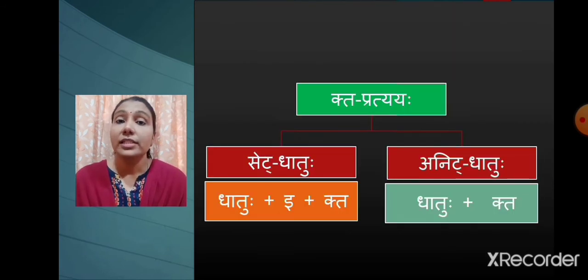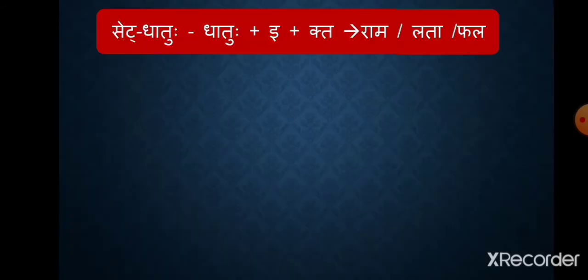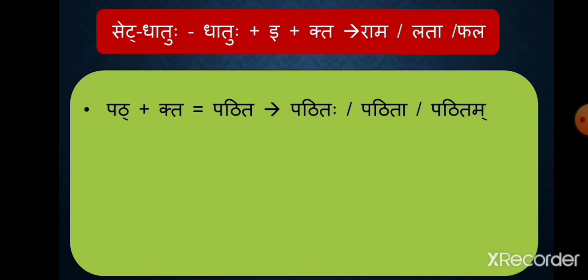As we know, in Sanskrit there are 2 types of roots, set and anit. If the dhatuhu is set, then i is added before the pratyayah ta. The letter i is not added in case of anit dhatuhu. Let's see some examples of set dhatus. Pat dhatuhu plus ta pratyayah. The form is pathita, and the forms of the dhatuhu in 3 different genders are pathitah, pathita, pathitam.